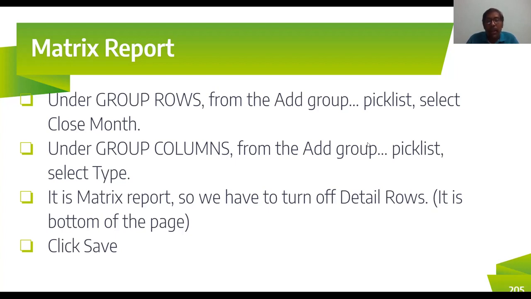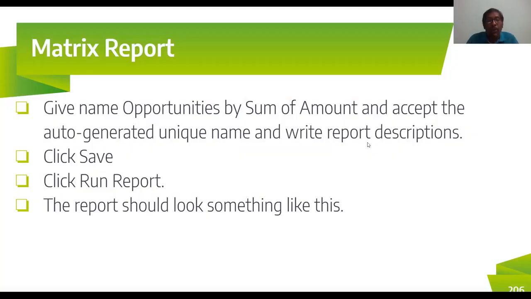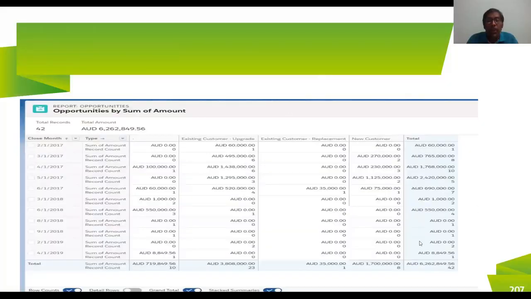For a matrix report, you can turn off the detail row. You have to turn off the detail row and then click on save. After saving, you give the name as opportunity by sum of amount, accept the auto-generated unique name and write the report description. Click save, and then you can run the report, and the report would be like this. Now we have learned how to create a matrix report.